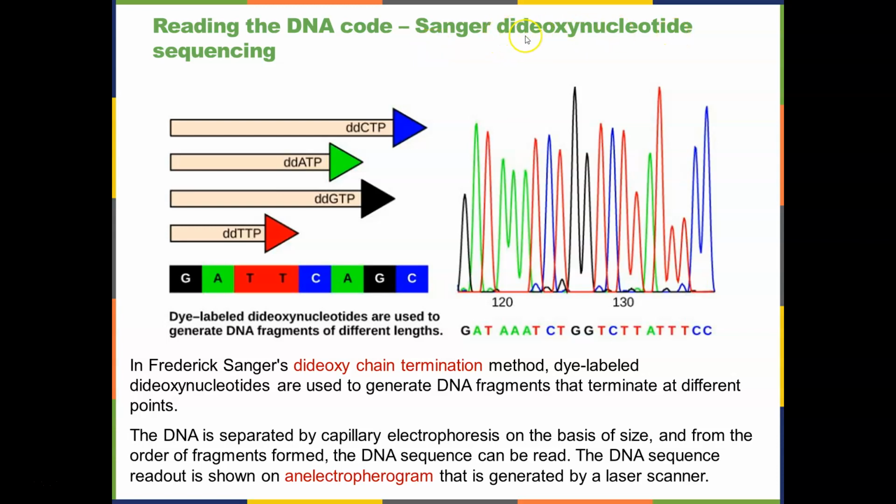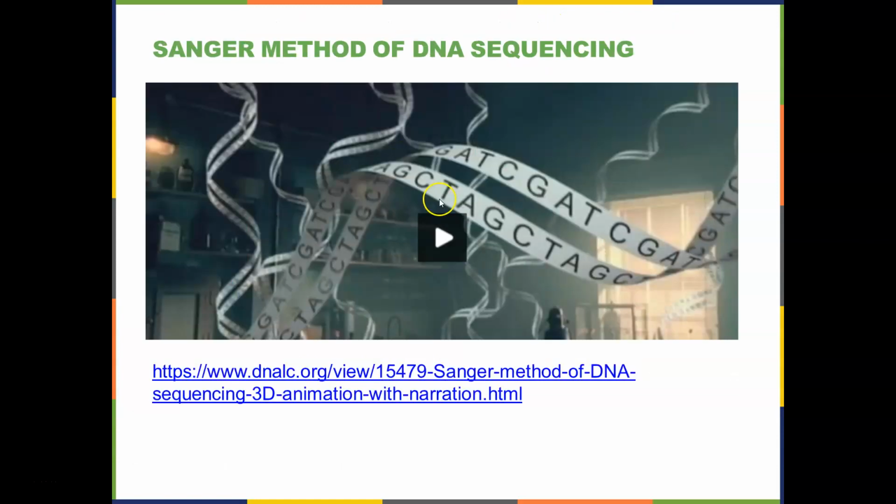dideoxynucleotide, and so it's the dideoxy version that you can't add another nucleotide to, and so it causes the chain to stop with a fluorescent tag at the end, because the dideoxynucleotide is also fluorescently tagged. Here's an excellent video showing it. In fact, I will play it because it's not very long. Let's go ahead and do it.